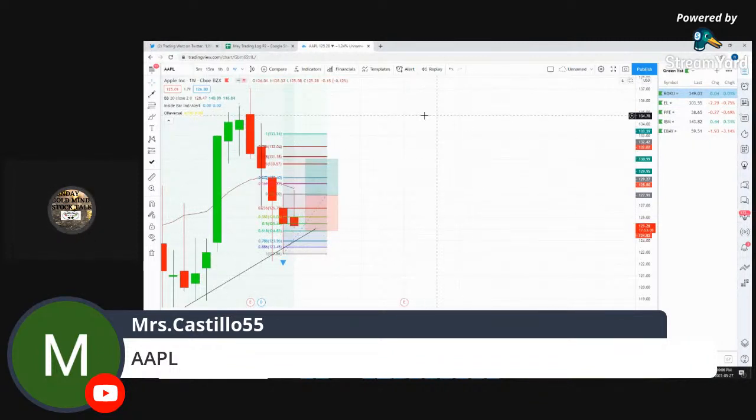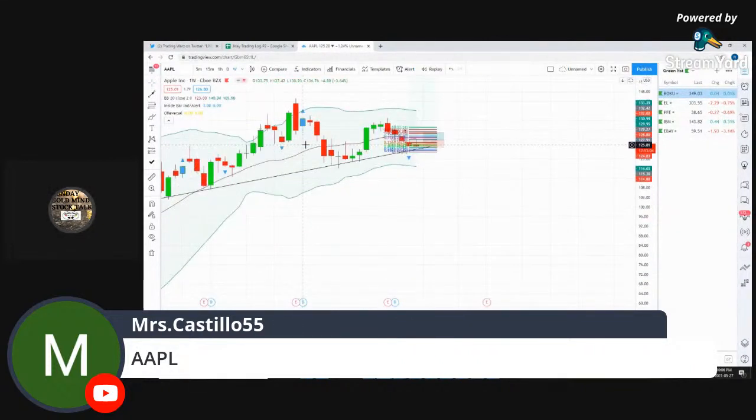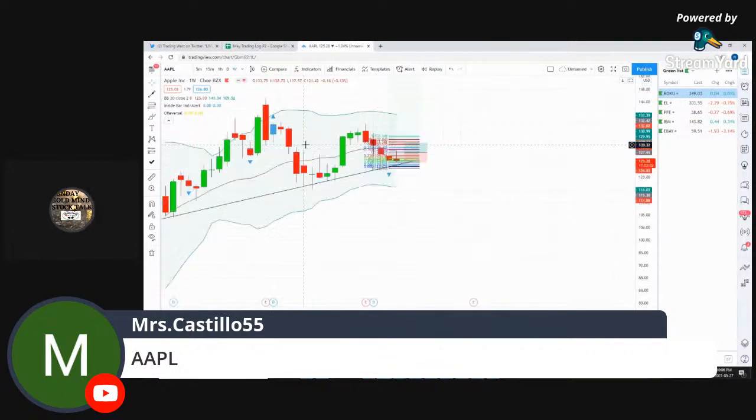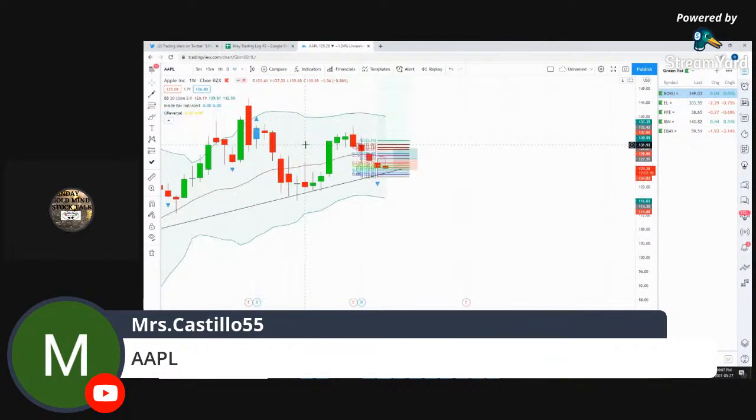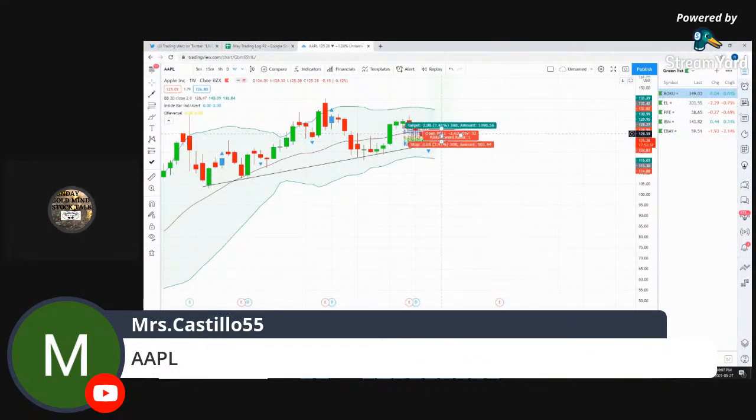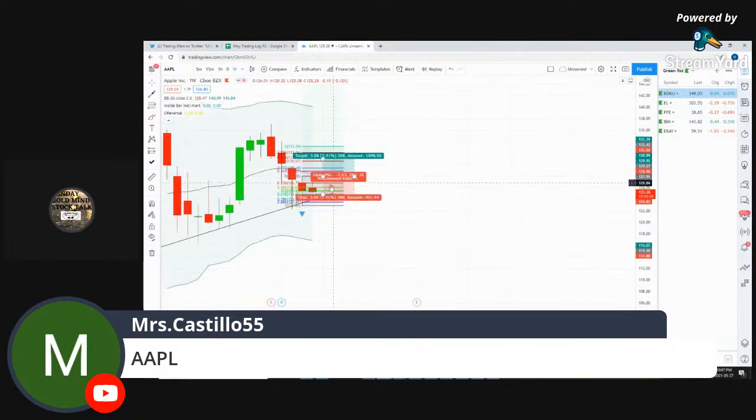I don't like how Apple is never following through. That's a little bit worrisome for me. So I'll probably take a step back and not play Apple for a while. But this pattern here, if we can gap up tomorrow and get back above, that would be very, very powerful.